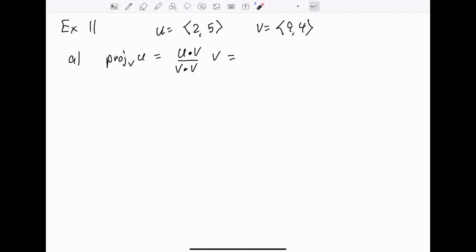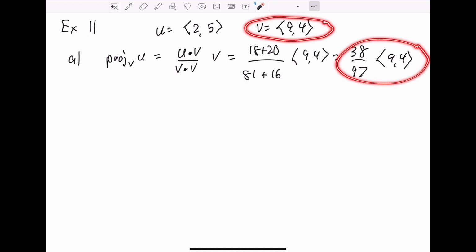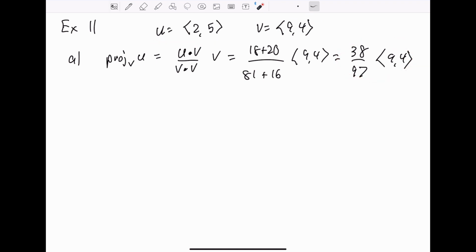Let's work through these dot products fairly quickly. 2 times 9 is 18, plus 5 times 4 is 20. So in the numerator here we have 18 plus 20. In the denominator, we are dotting the vector v with itself. 9 times 9 is 81, and then 4 times 4 is 16. So 81 plus 16, that's the dot product of the vector v with itself. This is a scalar which we're multiplying by the vector 9, 4. And this simplifies to be 38 divided by 97 times 9, 4. Notice again that the vector projection is just a scalar multiple of the vector that the shadow is being cast onto. So we're scaling back the vector v to be exactly the length of the shadow cast by the vector u. Let's visualize this in Desmos.